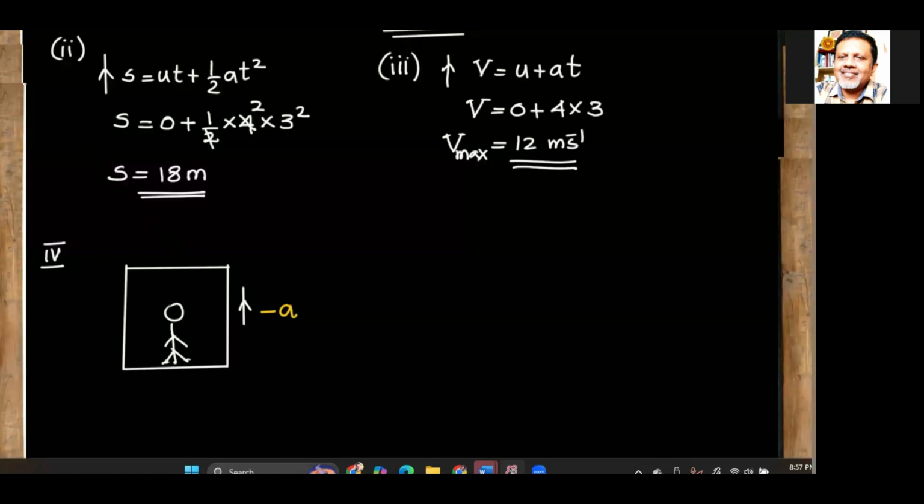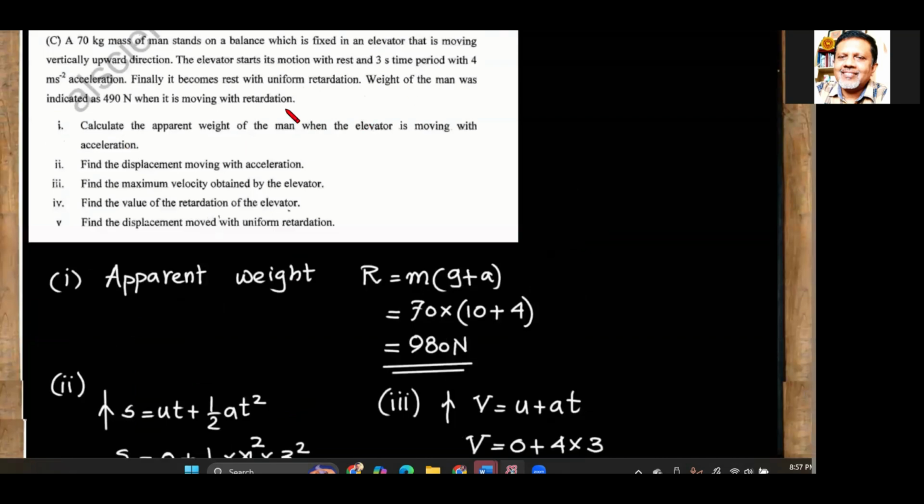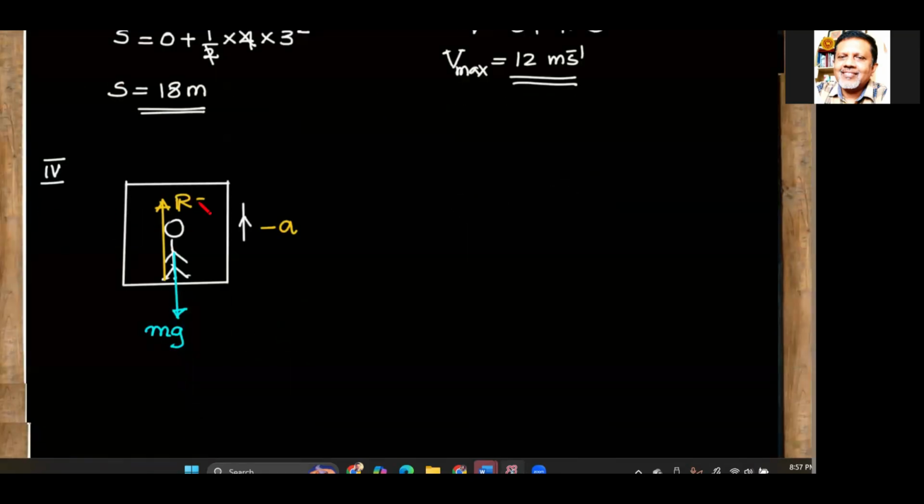For that, the weight is given. We can consider the weight as mg. And the apparent weight, that is the value of R, is given as 490. When the elevator is retardating, the weight of the person is observed as 490. So R is equal to 490, in this case 490 Newton.